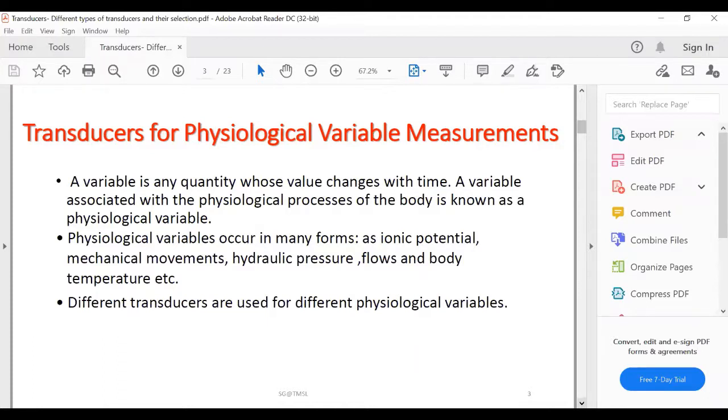Transducers for physiological variable measurements. A variable is any quantity whose value changes with time. A variable associated with the physiological process of our body is known as a physiological variable. Physiological variables occur in many forms, like ionic potential, mechanical movements, hydraulic pressure, flows, and body temperatures. Different transducers are used for different physiological variables according to the principle.